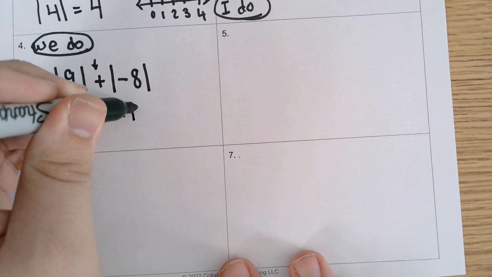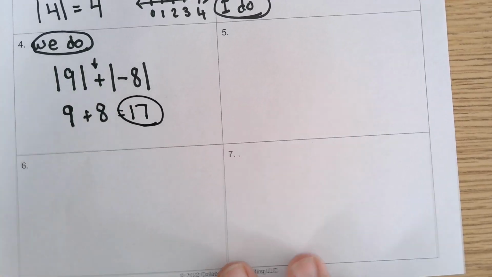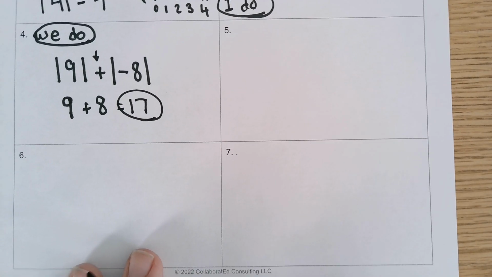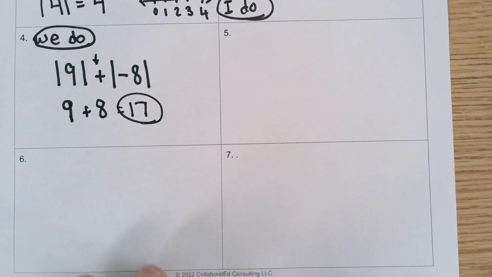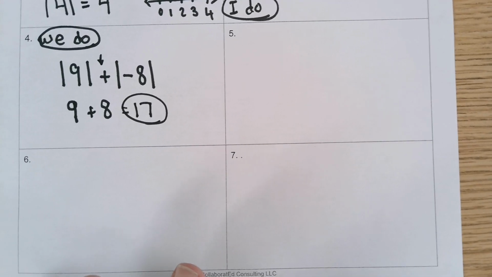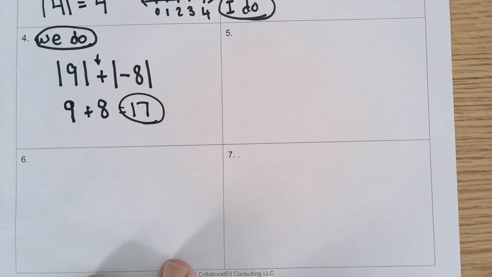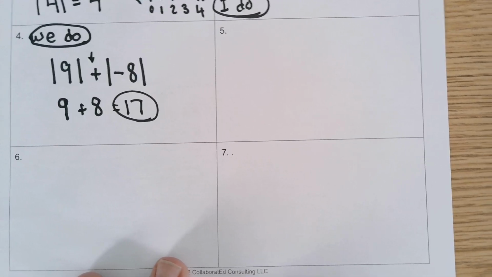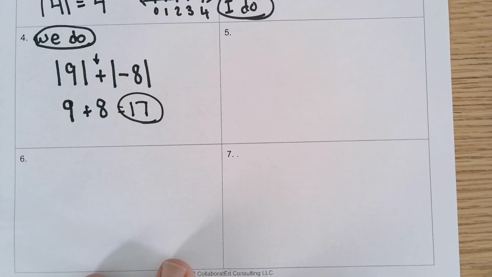Grab your calculator if you need to. 17. Remember, in Algebra 1, you're always going to have access to a calculator. State test, my tests, you'll always have access to a calculator. Especially if you're taking an assessment, double check all of your calculations via calculator.